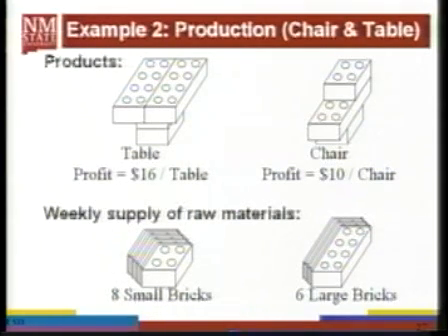So again, as always, we begin by determining the decision variables, right? The decisions that must be made by the decision maker would be the number of tables produced and the number of chairs produced, right? So we define 2 decision variables.